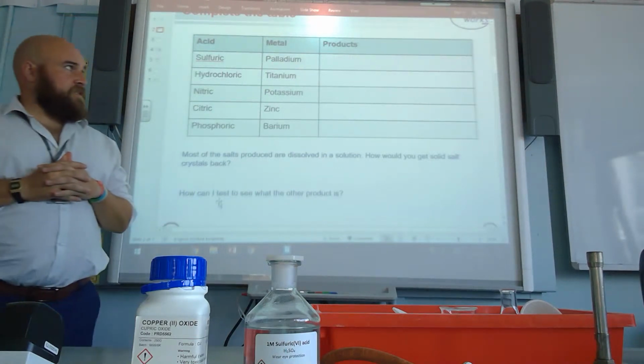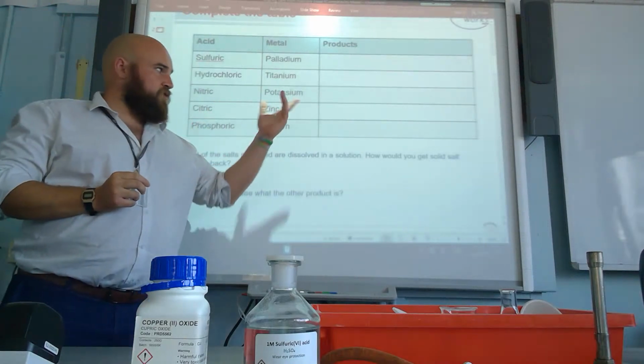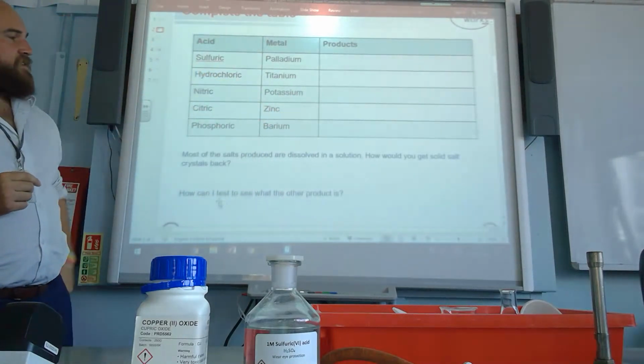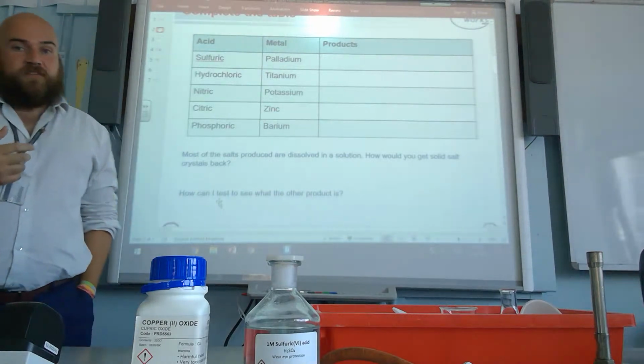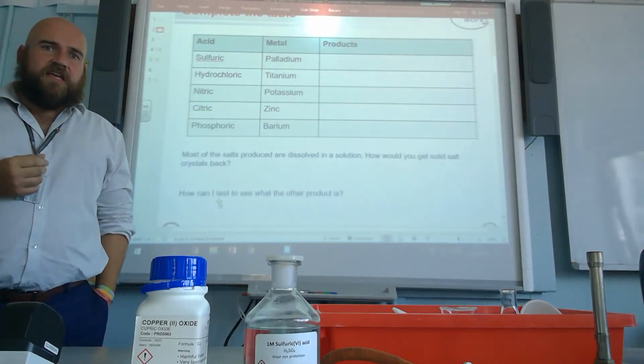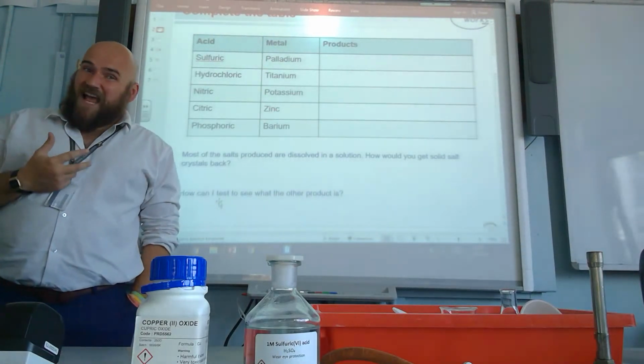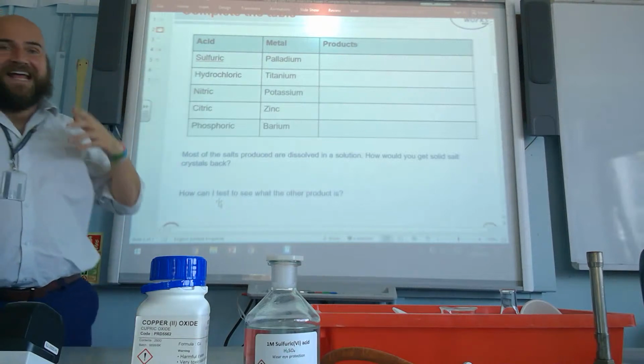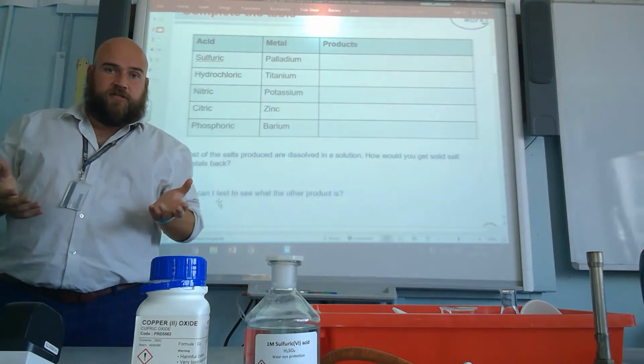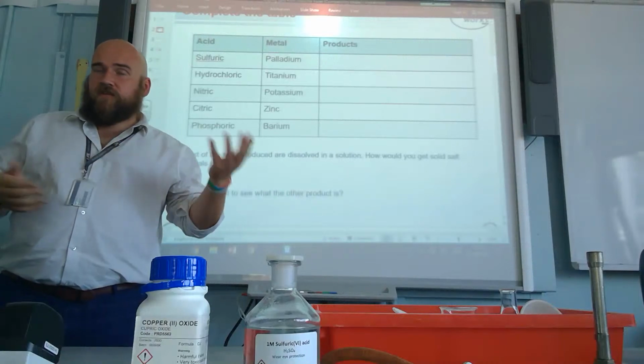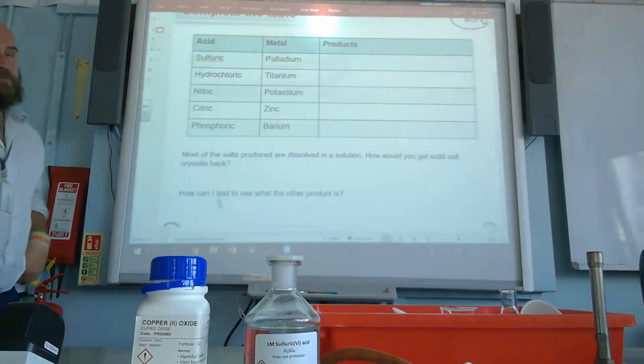So let's have a go at predicting what products will be formed, the salts produced when these metals react with these acids. Do you remember what the suffix, or the surname, of the salt will be? That's based on the acid. So if I use sulfuric acid, what type of salts will be produced? Nitrates, phosphates, you tell me.